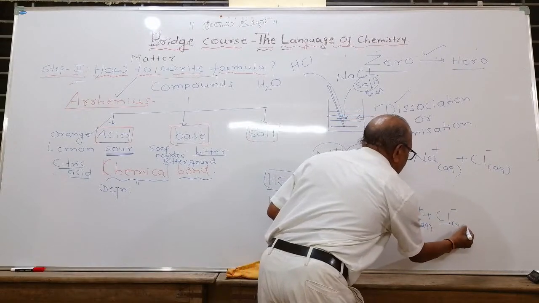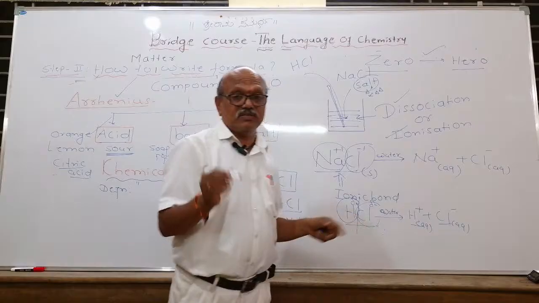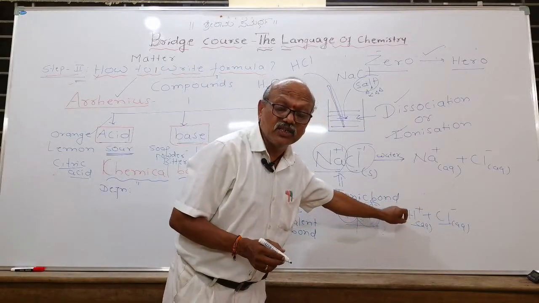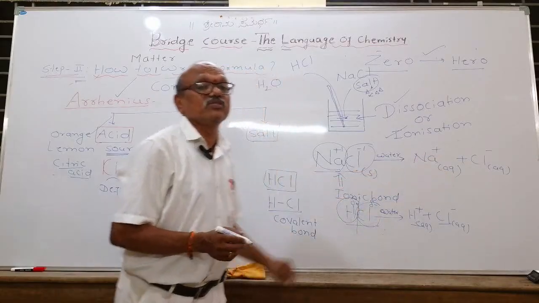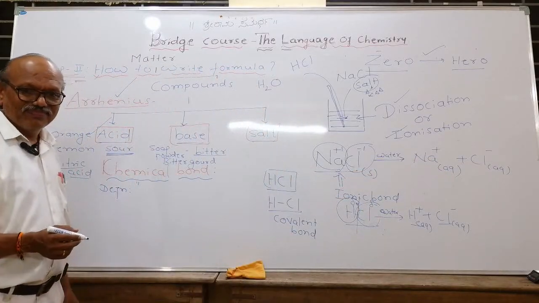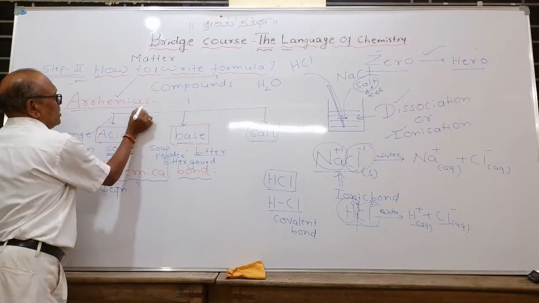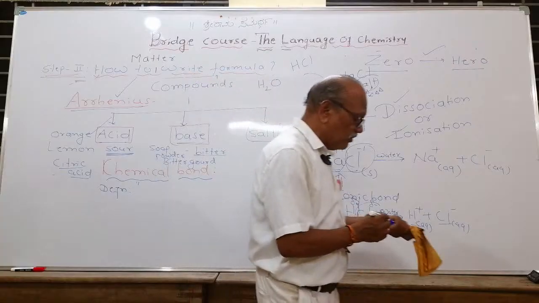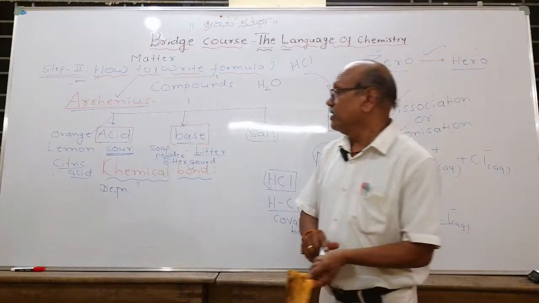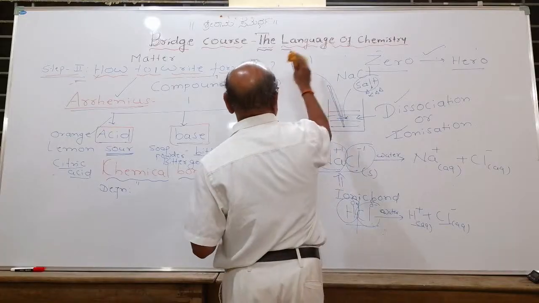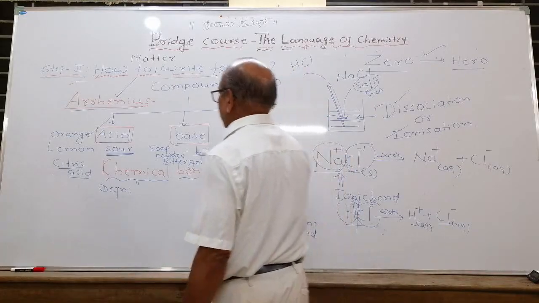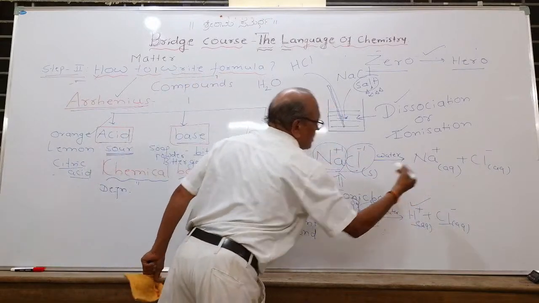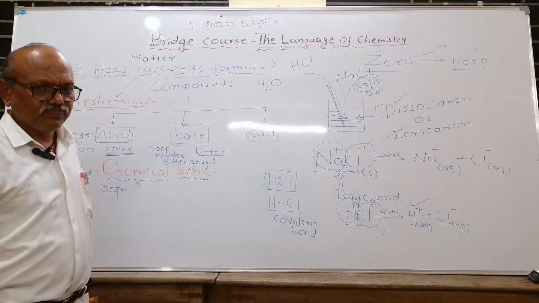What did Arrhenius say? Acid is a substance which produces at least one H plus ion in aqueous solution. That is Arrhenius' original definition. After that, different theories came that we will be learning at PU level classes. But the basic definition of an acid is a species or substance which produces at least one H plus ion in aqueous solution, at least one.